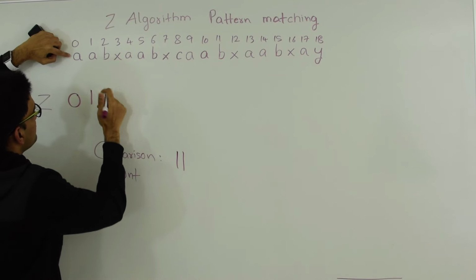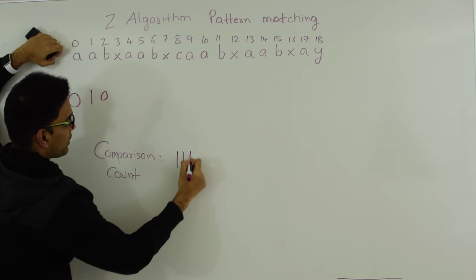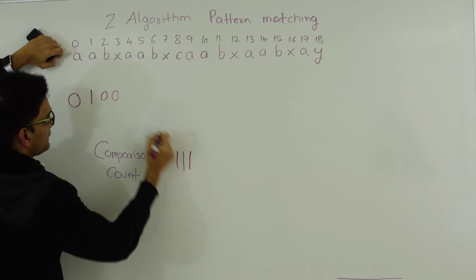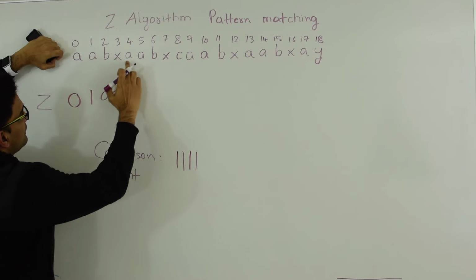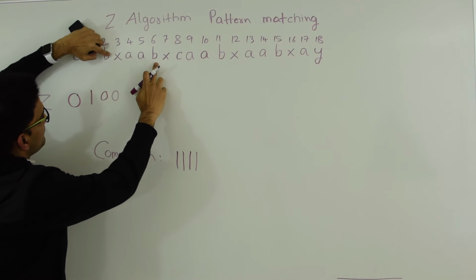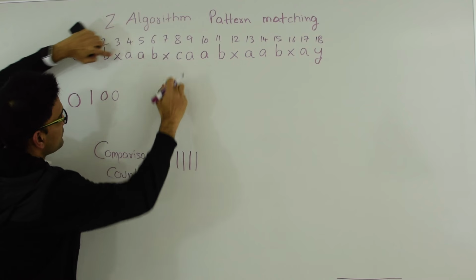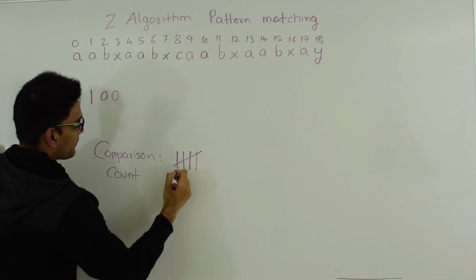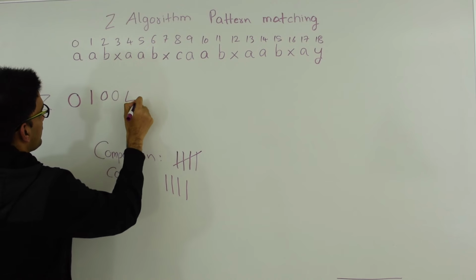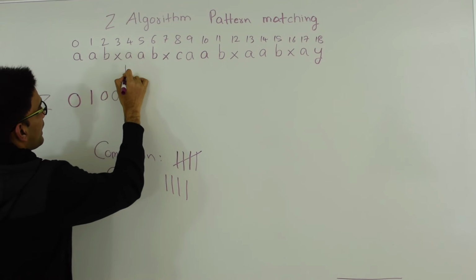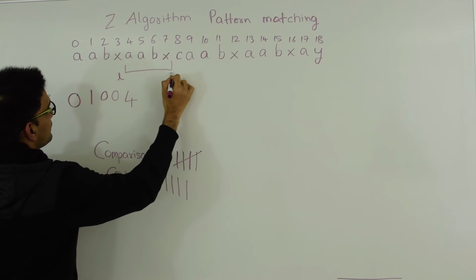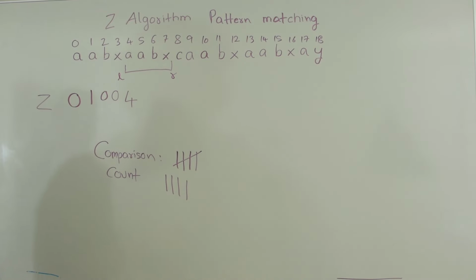Then this B is not same as this A, so we'll put a value 0 and we did 1 more comparison. This X is not same as this A, so this will be 0 and we did 1 more comparison. This A is same as this A, B and B is a match, X and X is a match, A and C is not a match. So we did 5 comparisons, 1, 2, 3, 4, 5, and we put a value 4 here. So here I have my Z box. This is the left end of this Z box and this is the right end of this Z box.